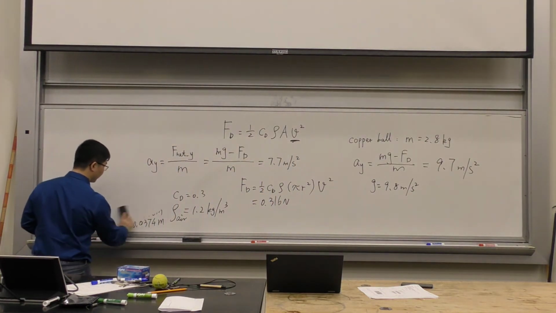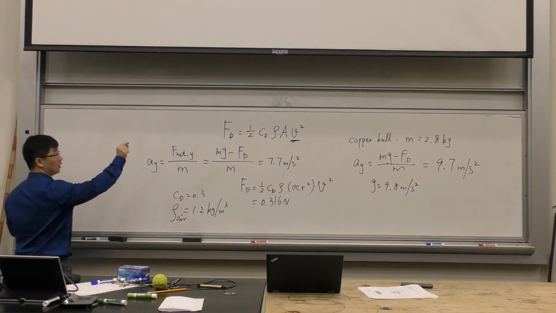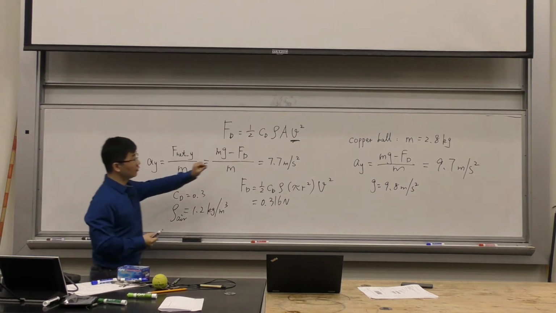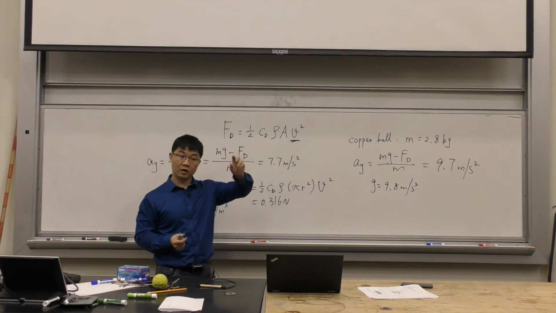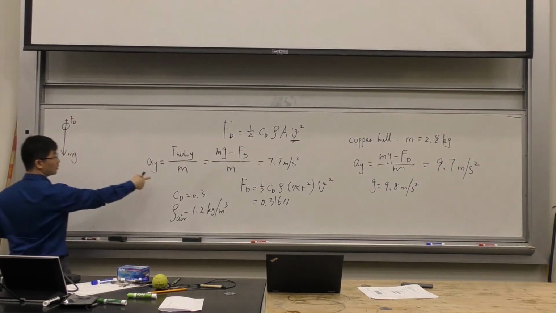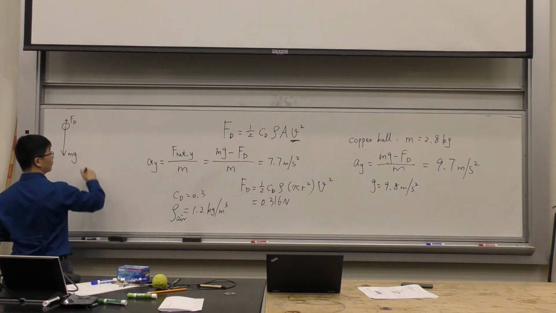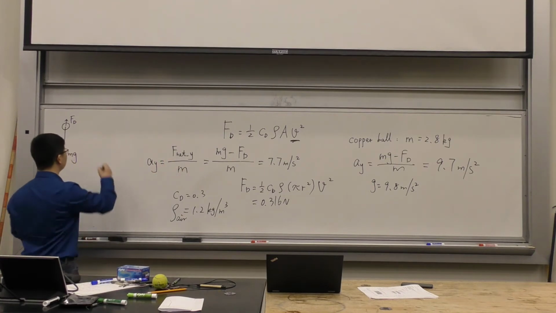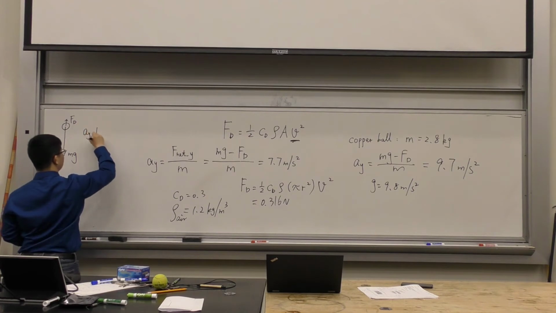I know that at the beginning, it starts from rest, so the velocity is only going to be a very, very small number when it's falling. So I would have something like this. Gravity down, the air drag is going to be very small. Acceleration is going to be a little bit smaller than 9.8, but it's still some value and it's down.